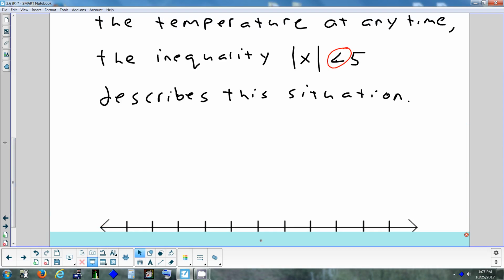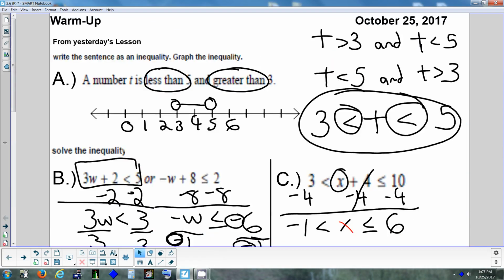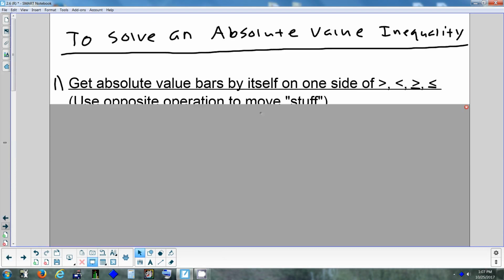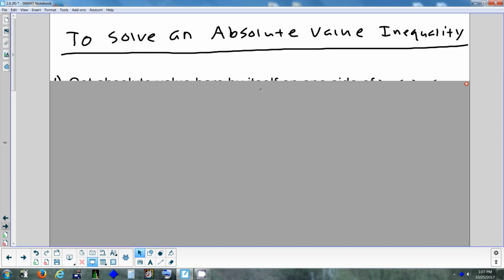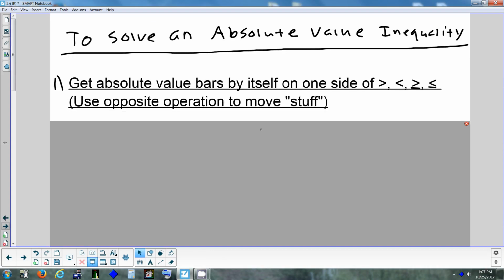There's nothing else. And there's a number line. Mr. Hager already put that down. All right. So here are the steps. I think on your notes, you have some blanks. Instead of getting absolute value bars by itself on one side of the equal sign, we want to get absolute value bars by itself on one side of the inequality sign. Just like we did before, if we have stuff on the outside of the absolute value bars, we've got to move that first before we can split it.